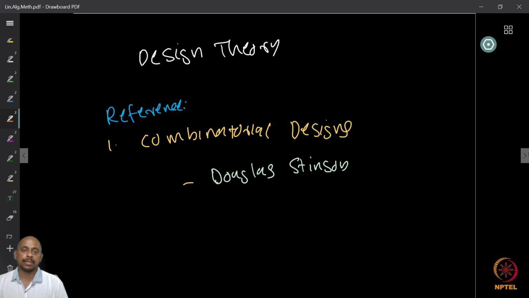Finally, we have design theory. There are several books. I am not much familiar with the books on this topic, but one good book on this is Combinatorial Designs by Douglas Stinson. There are many other books on balanced incomplete block designs, etc. One can look at these in other places.